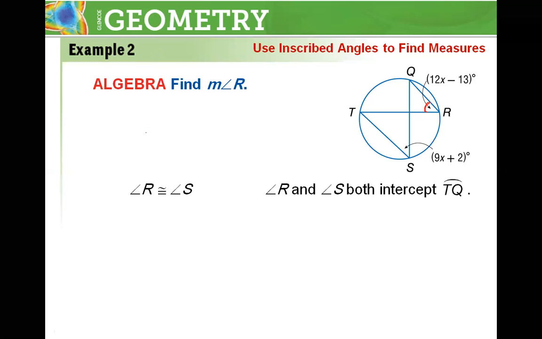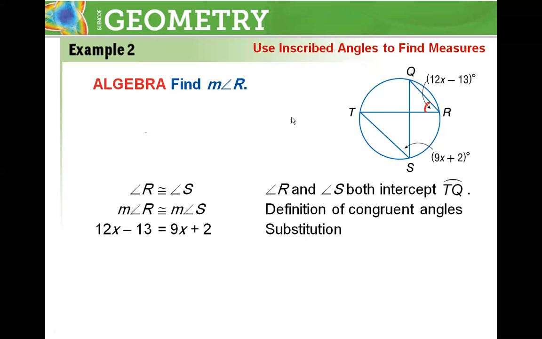We do 12x minus 13 equals 9x plus 2. Excellent. So the measure of angle R equals the measure of angle S, because R and S intercept the same arc, which is TQ. So as you said, 12x minus 13 equals 9x plus 2. Substitute. What shall we do after that?